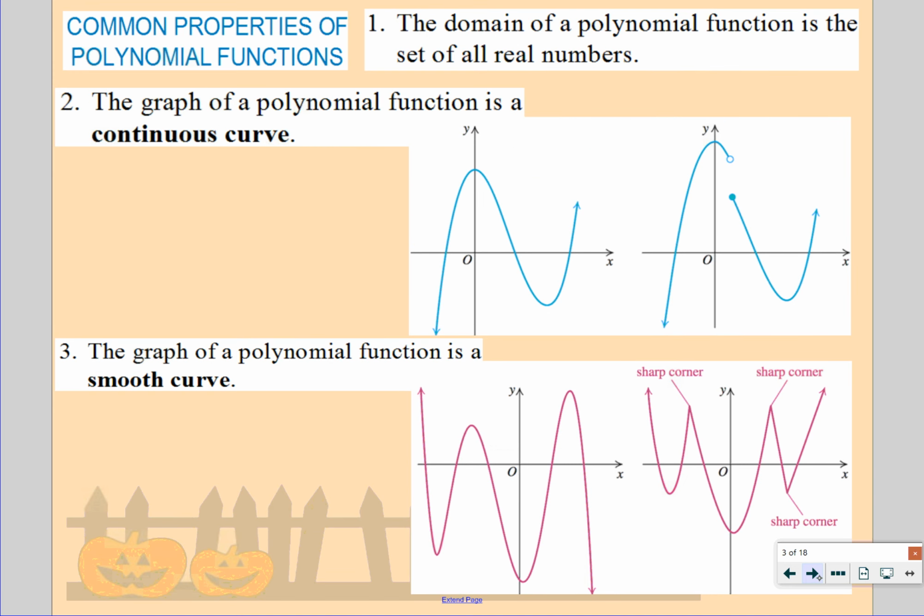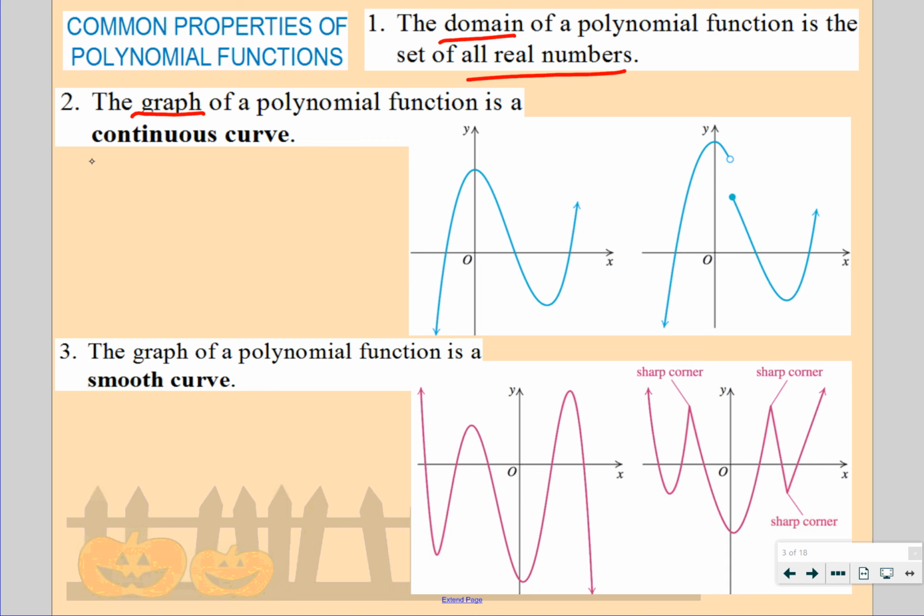Couple other properties of polynomials. First of all, the domain of a polynomial is all real numbers. If you look at that form of our basic equation, you are not going to have any denominators that would give you domain restrictions. You're not going to have any square roots, any radicals that would give you domain restrictions. So domain is always all real numbers.